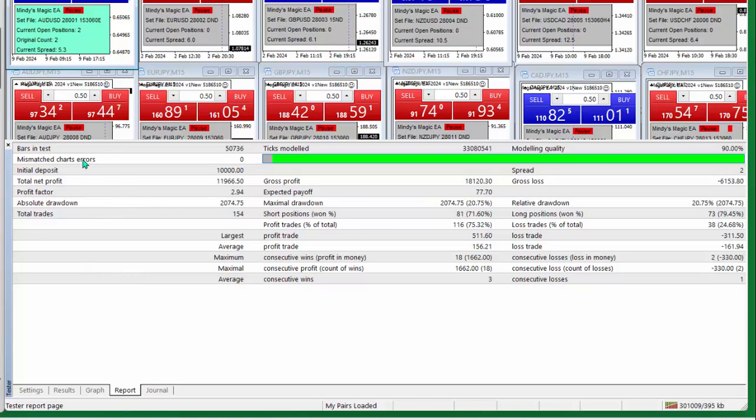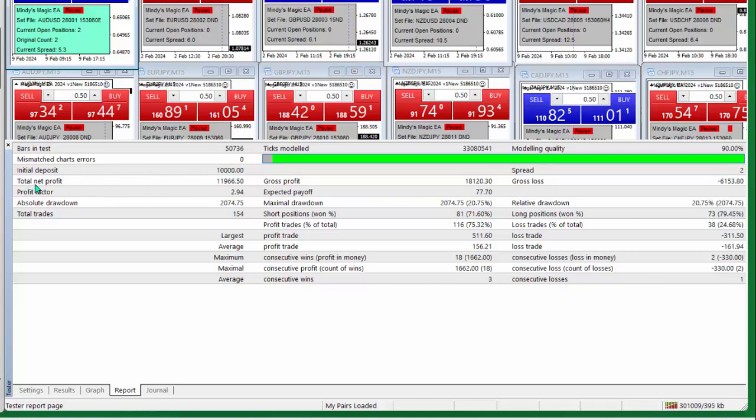And what we see is that there were 50,736 price bars that it measured in this test, and it tells us that we didn't have any mismatched chart errors, which is a good thing because that would screw up the test results, right? It's telling us the initial deposit was $10,000.